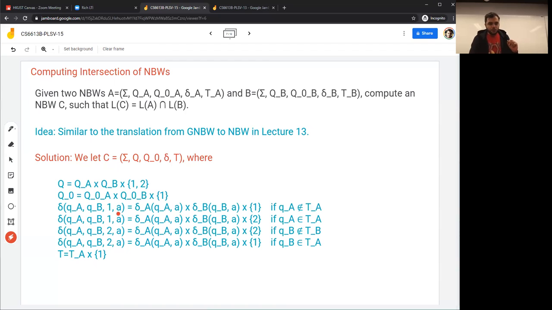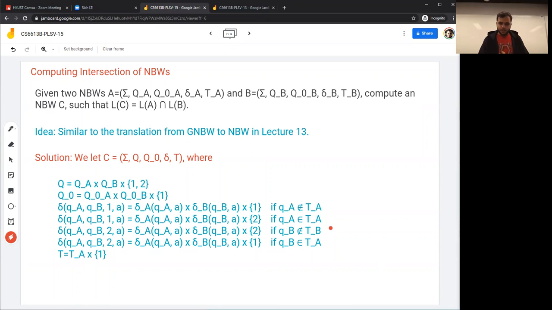Then whenever we want to do a transition, we basically simulate the transition in both automata at the same time. So if I'm at the state QA, QB in copy 1, and if I read the letter A, I apply the transition of the first automaton to the first part, and I apply the transition function of the second automaton to the second part. And I stay in the same copy if I'm not in a target state, and I go to the other copy if I am in a target state.